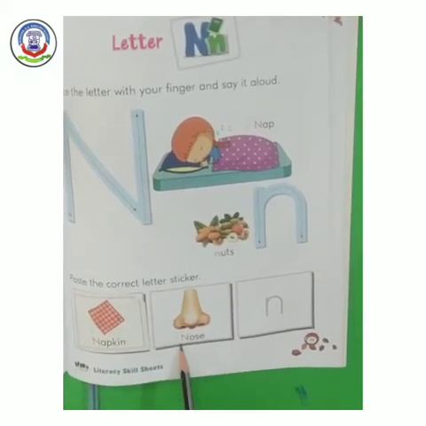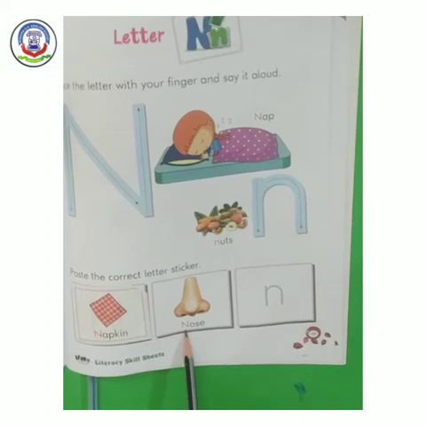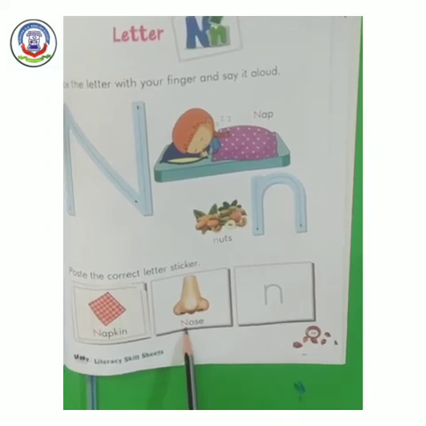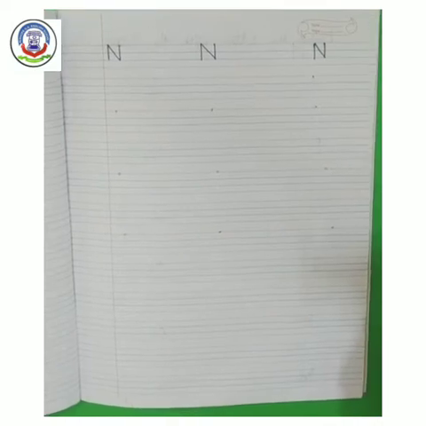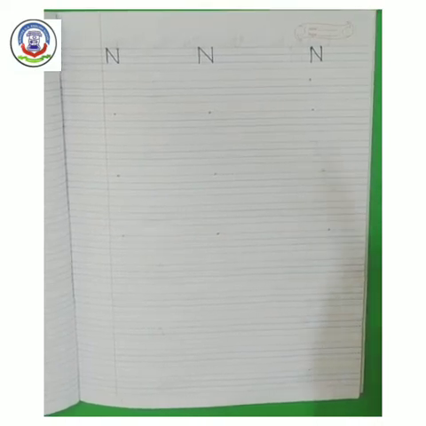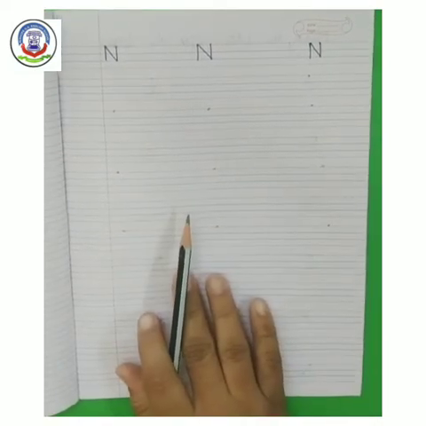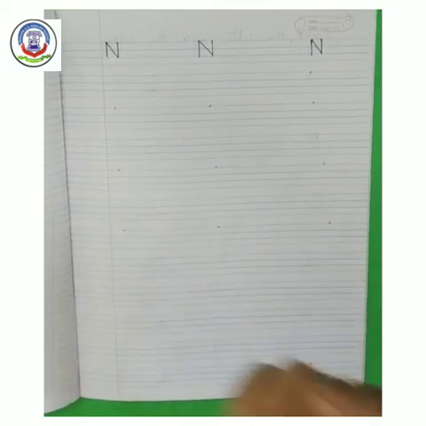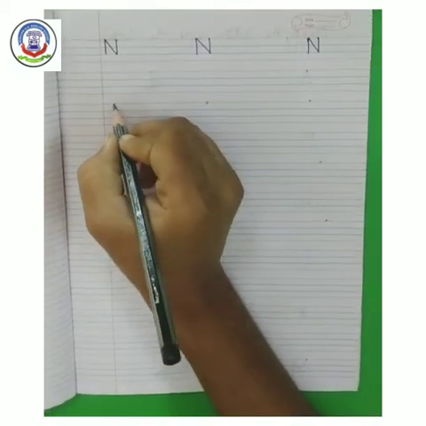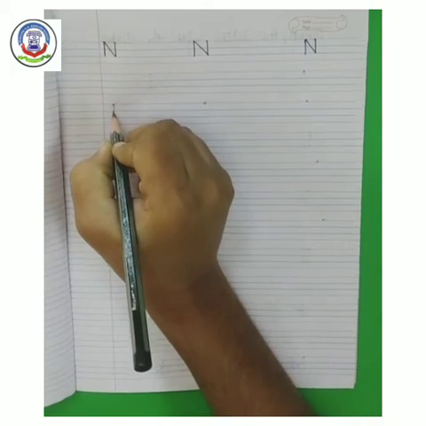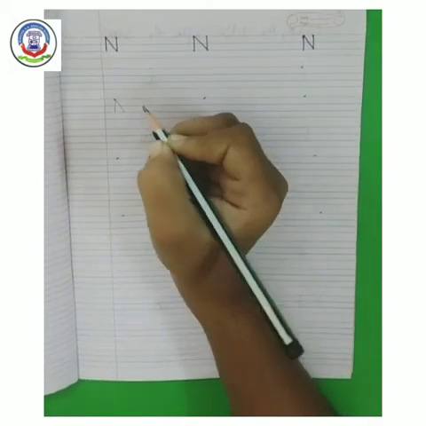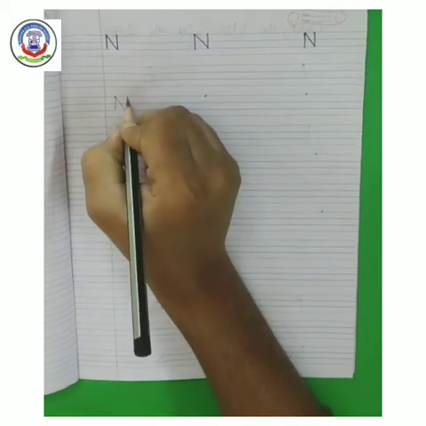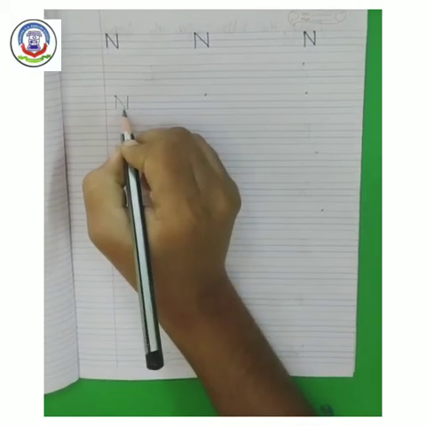N says na, na, na, nose. Now kids, I am going to teach you how to write letter N in your notebook. Let's start. First, make a standing line like this, then a slanting line and one more standing line like this, N.